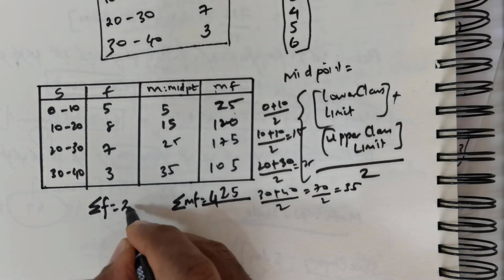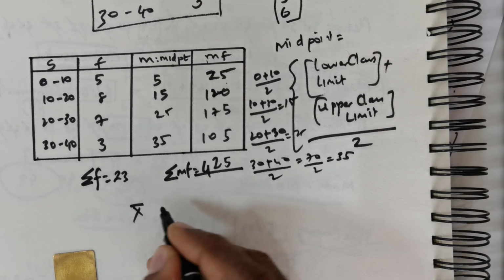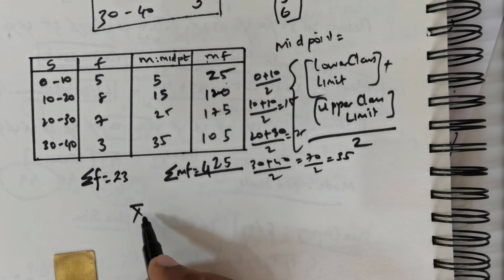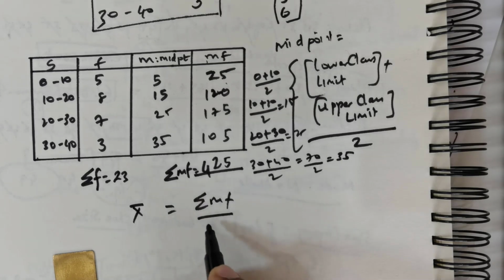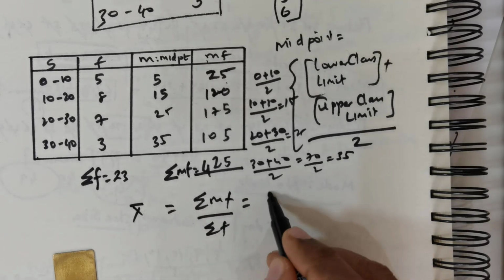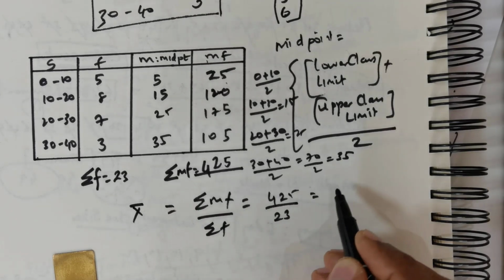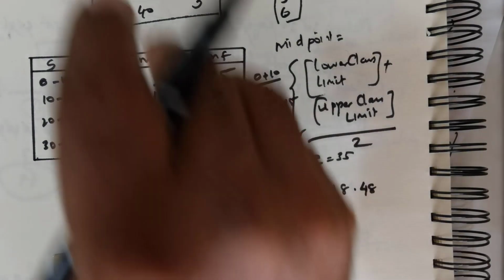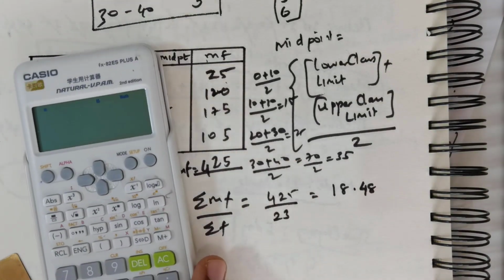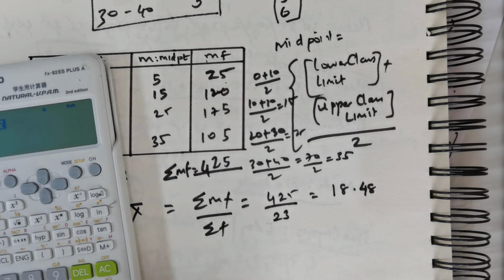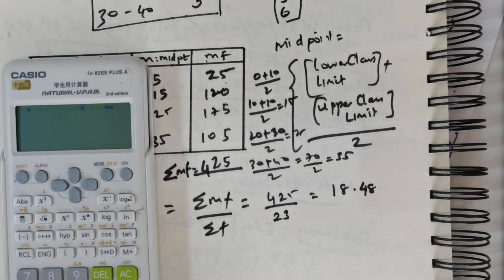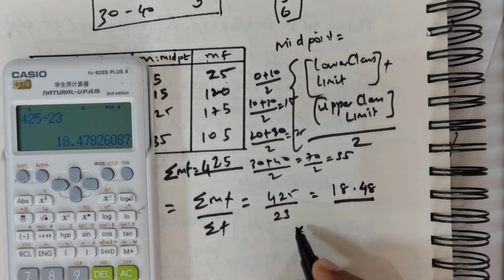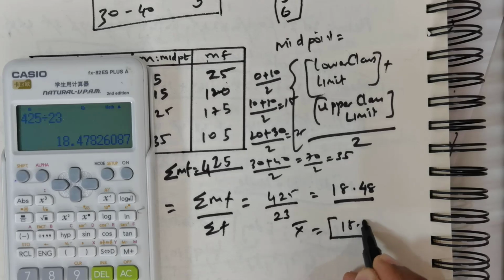So now to get the mean of the grouped frequency, this x bar is nothing but the mean for the grouped frequency. So it's equal to sigma MF divided by sigma F. So that is going to be 425 divided by 23. You can use a calculator or you can simply calculate. This is going to be approximately 18.48. Let me show that to you. Take a calculator. Calculator is the best friend for a statistician. 425 divided by 23. What do you get? 18.47. I'm taking it as 18.48. So this is my mean of the grouped frequency.